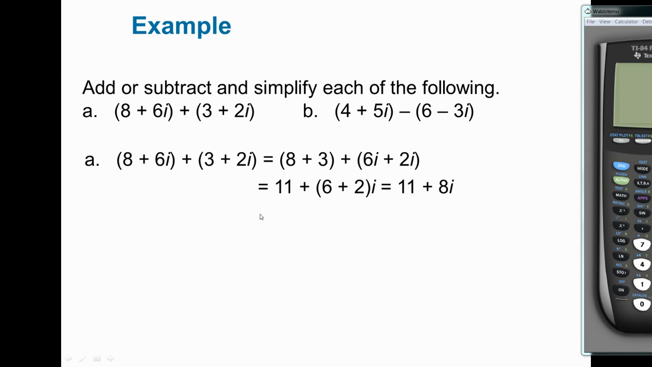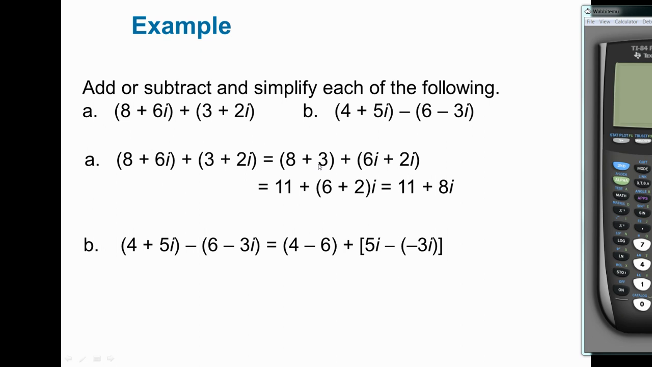All right, he goes all through this, adding the real parts and adding the imaginary parts. But 8 and 3, 11. 6i and 2i, 8i. Here you have to realize that the minus sign affects both the signs in the parentheses. All right, the 6 becomes negative. The minus 3i, a minus times a minus becomes a positive. 4 minus 6 is minus 2. 5i plus 3 more i is 8i. All right, combine like terms, just like you would combine x's and z's or t's. You treat the i just like any other variable. You add the real part and you add the imaginary part.